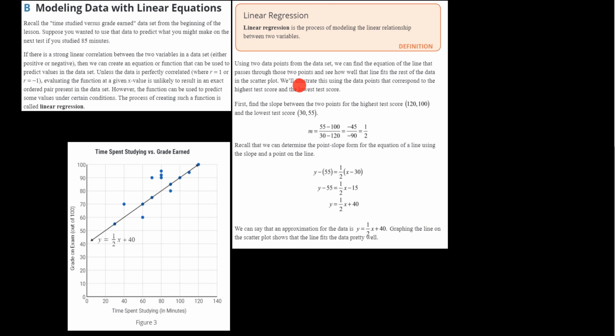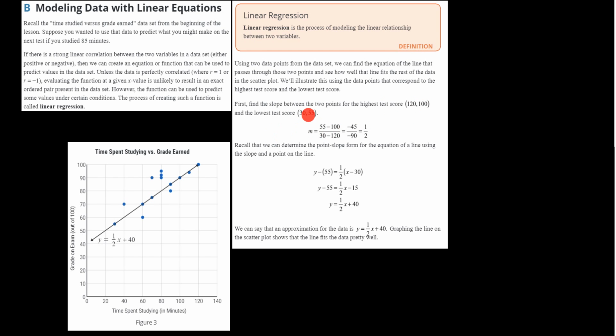Oh well. Anyways, so using two data points from the data set, we can find the equation of the line that passes through those points and see how well that line fits the rest of the data in the scatter plot. So we'll illustrate this using the data points that correspond to the highest test score and the lowest test score. So first find the slope between the 2 points for the highest test score and the lowest test score. So our highest test scores are 120 and 100, and my lowest test scores were 30 and 50. So we're going to find the slope between them.